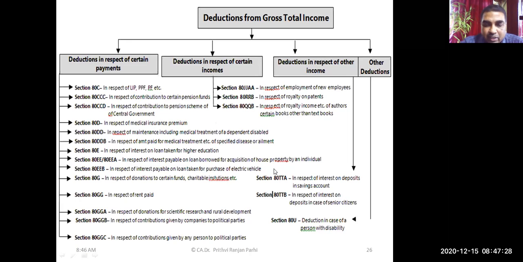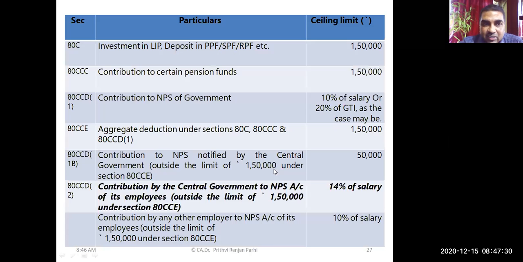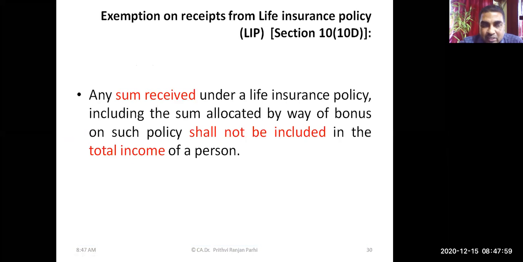Other sections are also there. We had discussed all these things in our previous class. Right, and this list also I had shown you. There are overall ceiling limits on certain deductions. Right, so 80C, 80CCC, 80CCD, so sub-deduction limits are there. And under 80CCD(1B), we know there is an additional limit of 50,000. The 80C limit is 1,50,000, and 80CCD(1B) has an additional limit of 50,000. We had discussed all these things.